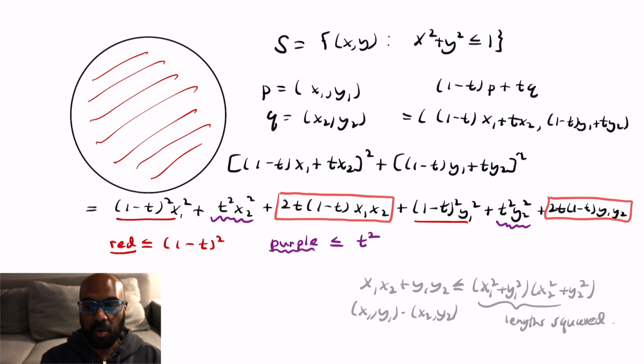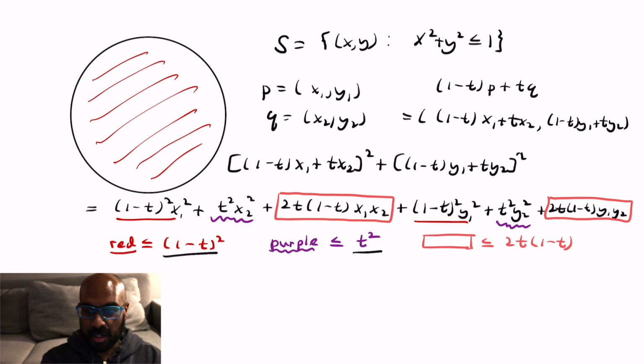Now the sum of the squares of the coordinates of these two points is less than or equal to 1 because they lie in our set S. So if we look at the box term then, x1 x2 plus y1 y2 is less than or equal to 1. So the entire box term is going to be less than or equal to twice t times (1 minus t). So if we put all this together, we add these three underlined black terms here, it turns out their sum actually is exactly 1. So our entire expression is less than or equal to 1. And so this point, (1 minus t)p plus tq, is a member of our set.